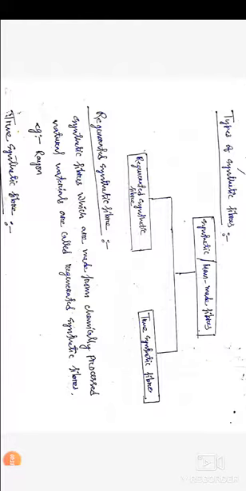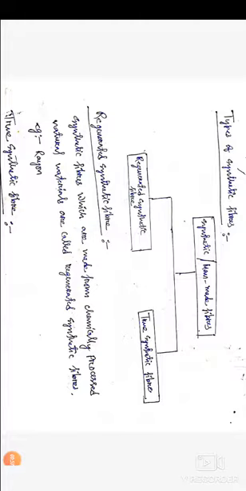Now, types of synthetic fibers. Like natural fibers, synthetic or man-made fibers are also of two types: regenerated synthetic fiber and true synthetic fiber. Now, regenerated synthetic fibers. Synthetic fibers which are made from chemically processed natural materials are called regenerated synthetic fibers. So, regenerated synthetic fibers are actually in between natural fibers and synthetic fibers.